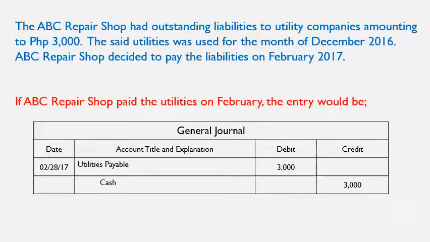Okay? So, if ABC Repair Shop paid the utilities on February, the entry will be utilities payable, 3,000, credit cash. Ulitin ko ha. Ito naman, kapag nagbayad na daw siya, let's say sa February, paano yung magiging transaction niya? Debit utilities payable, credit cash. Normally, ang ginagawa natin dati dito is accounts payable, credit cash. Okay? Pero sabi ko nga, we will use the word utilities payable, salaries payable, instead na accounts payable.